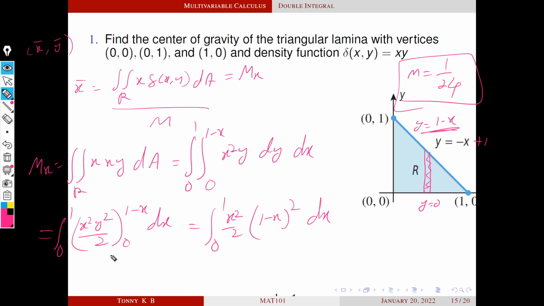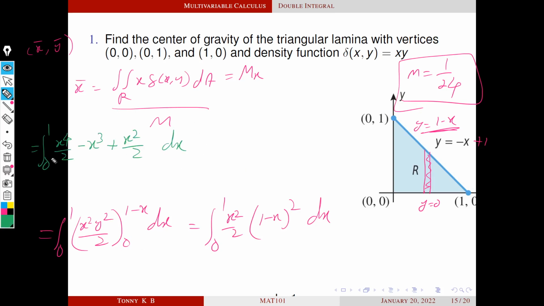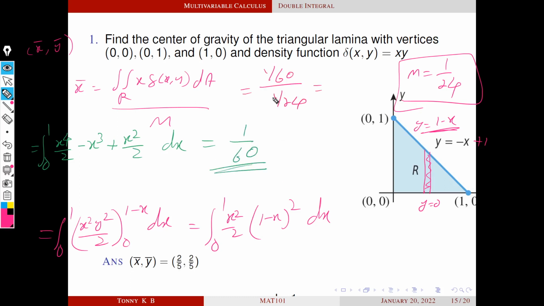So this becomes integral 0 to 1 of x square y square by 2, from 0 to 1 minus x. When y equals 1 minus x, this becomes x square by 2 into (1 minus x) whole square. When y equals 0, the term is 0. Next you have to expand this bracket and multiply. So this becomes integral 0 to 1 of x to the 4 by 2 minus x cube plus x square by 2 dx. Then we can easily integrate this with respect to x and substitute the limits. Upon simplification, this becomes 1 by 60. So x bar is equal to 1 by 60 divided by 1 by 24, that is equal to 2 by 5.